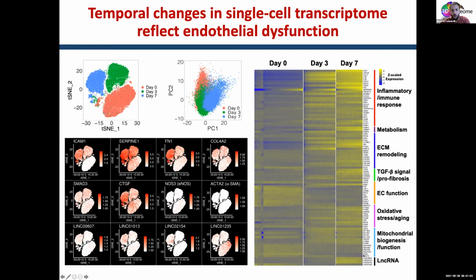Interestingly, we also observed among the top differentially expressed genes a few long non-coding RNAs, which showed either increased or decreased expression in our dysfunctional cells. So taking these results together, basically we could confirm that our model indeed was reproducing the endothelial dysfunction and pro-inflammatory response that we were looking for.